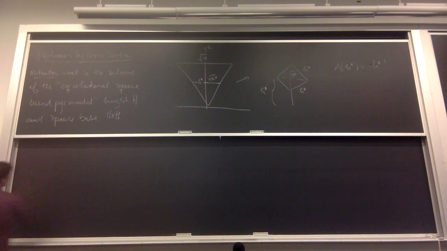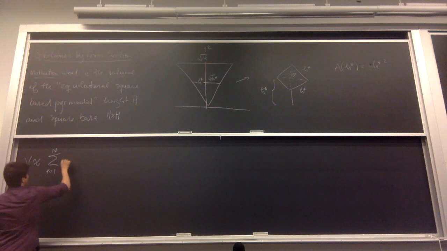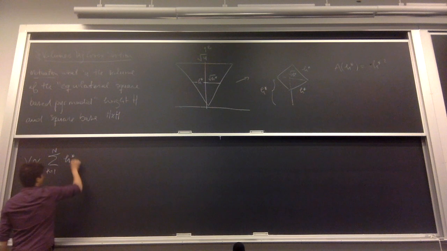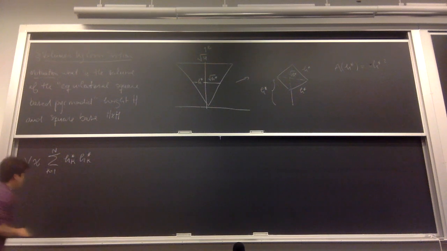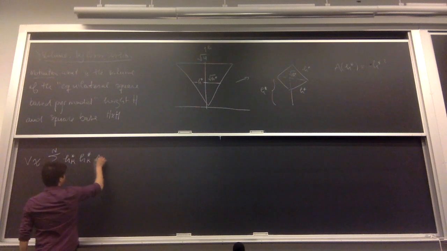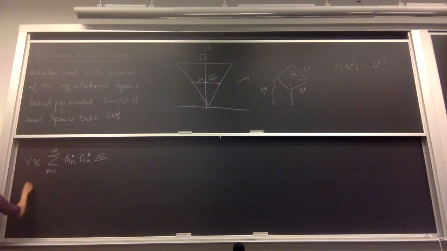Okay, so how can we do the same experiment now for n many prisms? The volume is going to be approximated by, let's now do n many prisms. That means I have to do, well, it's the length at k, the width at height k, times delta h, where what is delta h now?